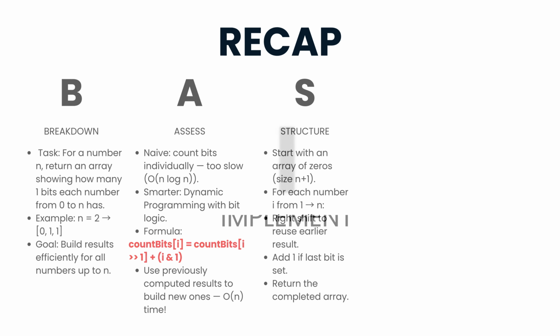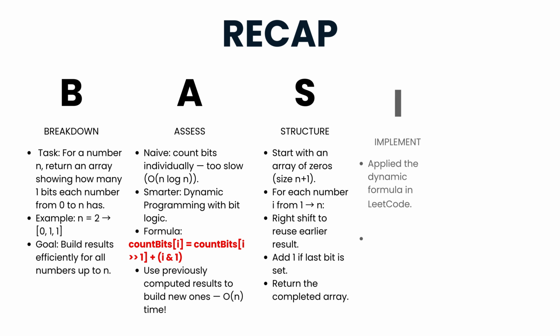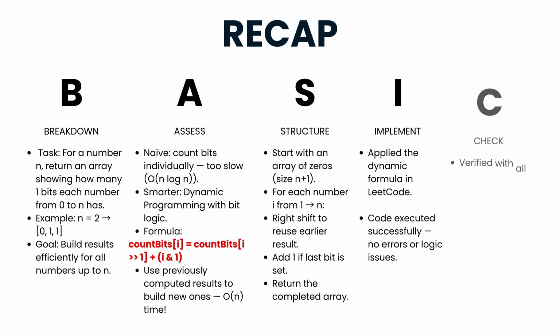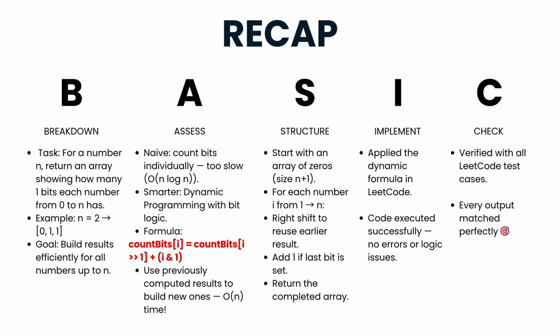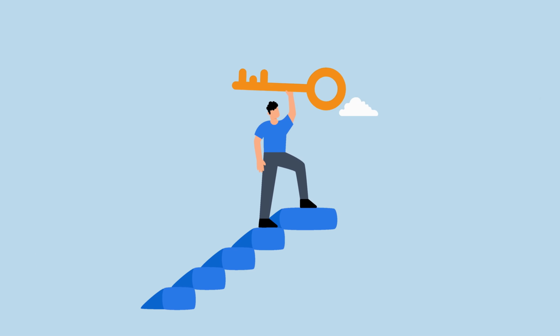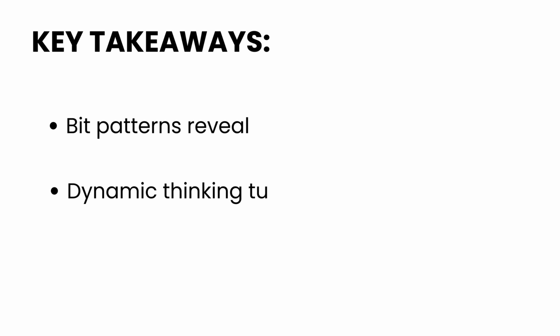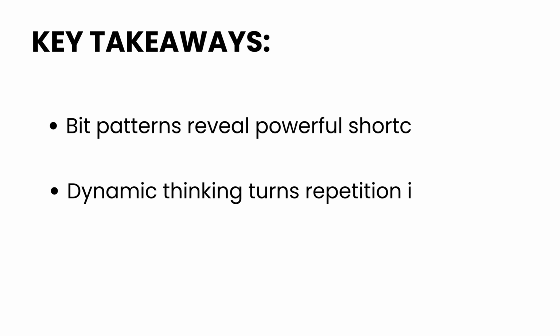Implement recap. We coded this solution on LeetCode, and it executed smoothly without any syntax or runtime errors. Check recap. After running the test cases, the output matched perfectly across all inputs, confirming that our dynamic programming approach worked exactly as intended. The big takeaway? Bit manipulation and dynamic programming make a powerful combo. When you spot patterns that build on smaller subproblems, you can turn what seems like a heavy computation into something beautifully efficient.